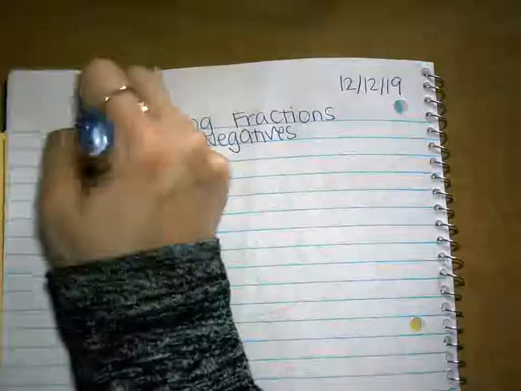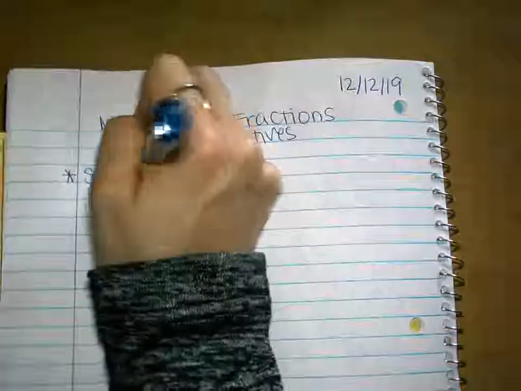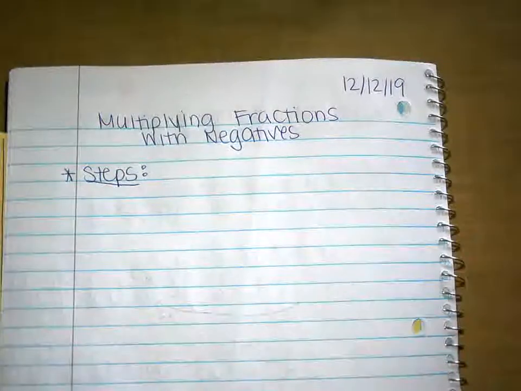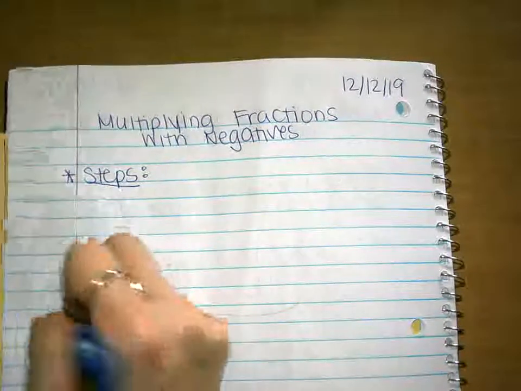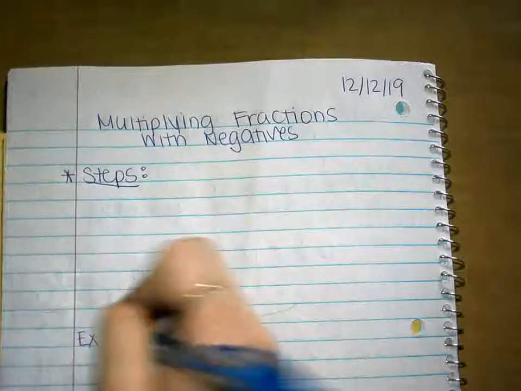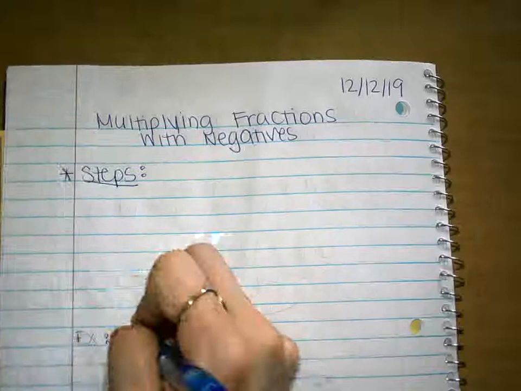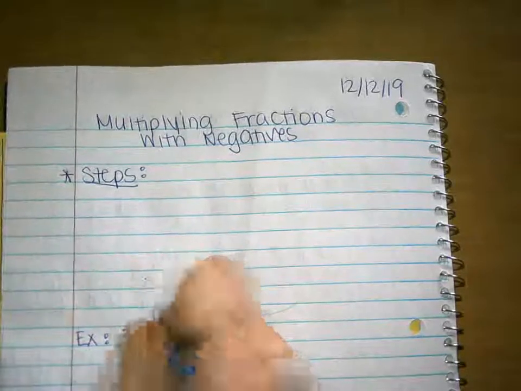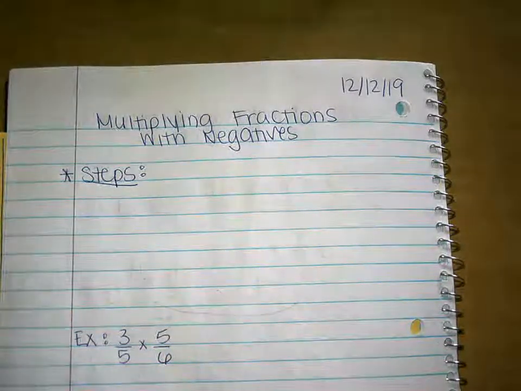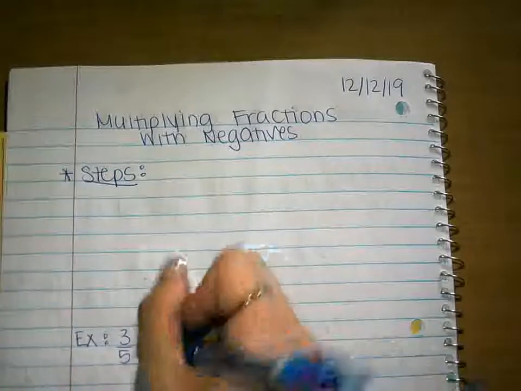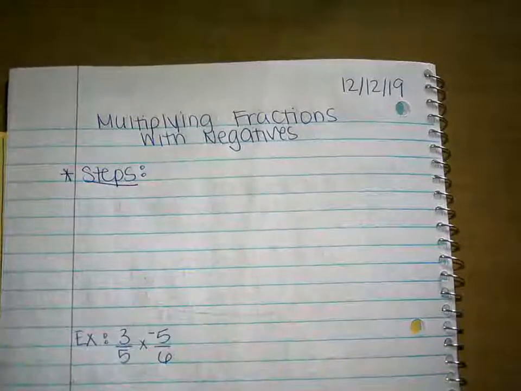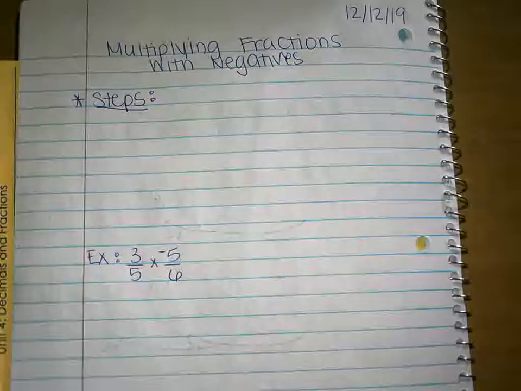Alright guys, so we're going to write down our steps for how to multiply fractions with negatives. And our first example is going to be 3/5 times 5/6. And I'm going to make the 5/6 a negative 5/6. So 3/5 times a negative 5/6.